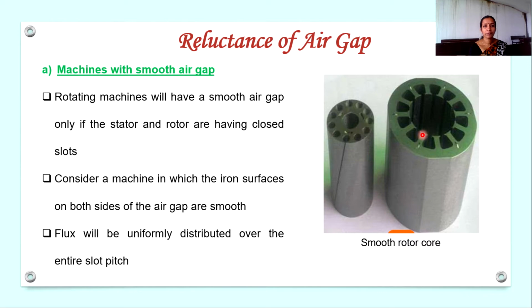So that is, if both the stator and rotor are having closed slots, the surfaces of both the stator and rotor will be smooth like this, and hence the air gap will also be smooth or uniform. So we have to calculate the reluctance of such an air gap.